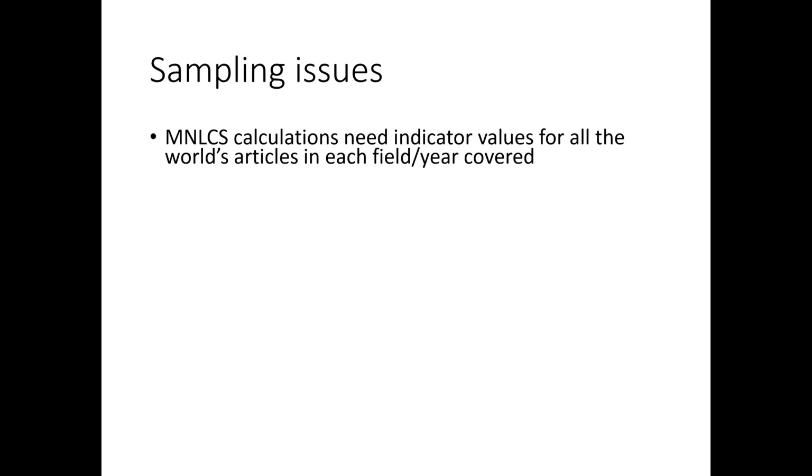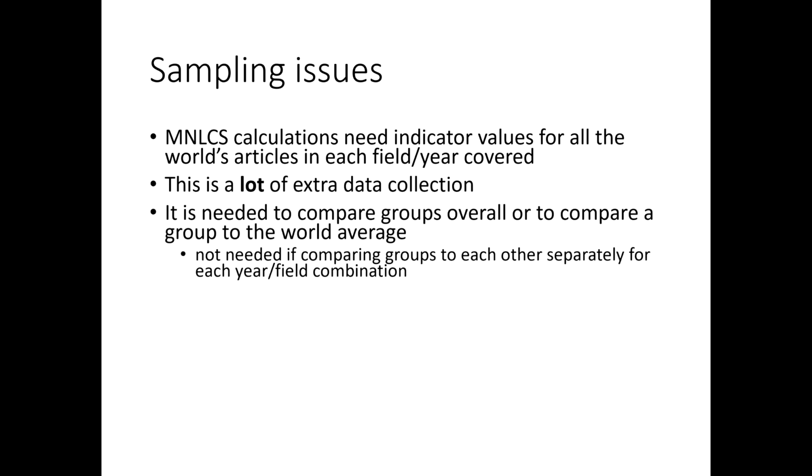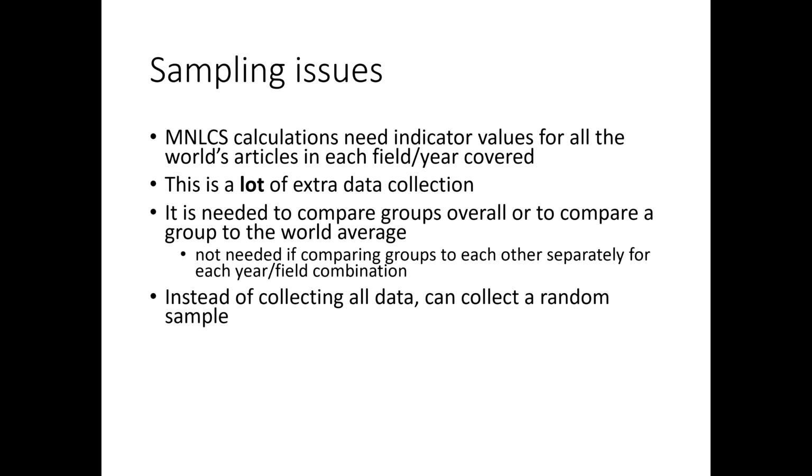Sampling issues. A practical problem is that for the MNLCS calculations, you do need the indicator scores for all the world's articles in each field and year covered. So to world normalize, you need the world's data. Unfortunately, this is a lot of extra data that needs to be collected. It's not needed if you're comparing groups to each other separately for each field year combination, but it is necessary if you're doing a combined comparison of 2 groups together. You can't avoid getting the world data for that.